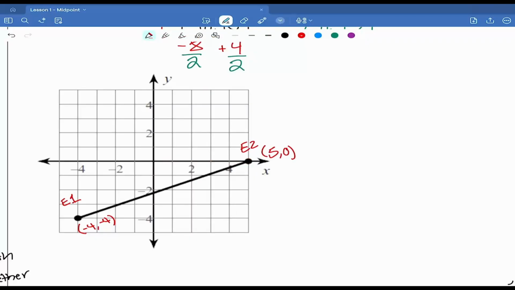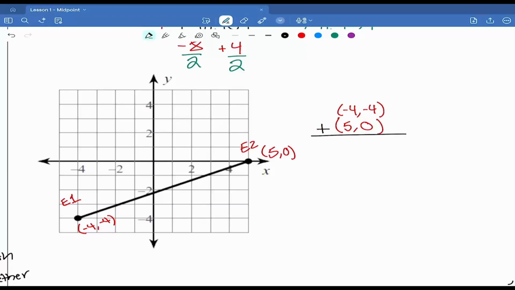Now, once I get my two ordered pairs, I do like I did before. I'm going to stack my ordered pairs on top of each other. Put the first one, which is -4, -4. Then underneath that, I'm going to put 5 and 0. Now from there, I will add them together, paying attention to my signs, because signs are going to be very important.